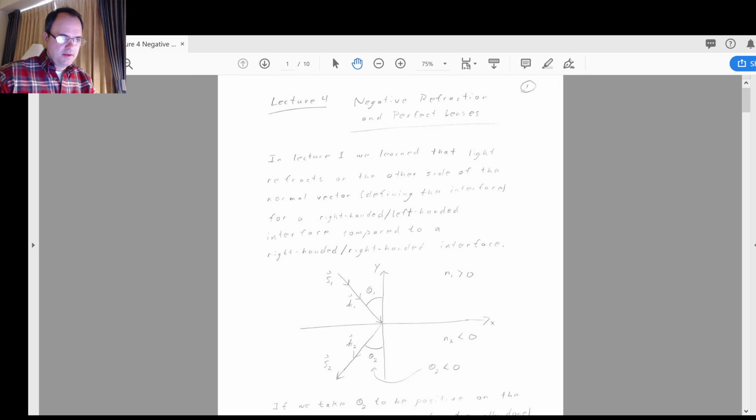All right. So we're going to be talking about perfect lenses, and there's going to be two types of lenses that we talk about: a Vislago lens and a Pendry lens. Vislago had predicted a couple of really interesting things way back when he wrote his paper that is on Moodle, by the way.